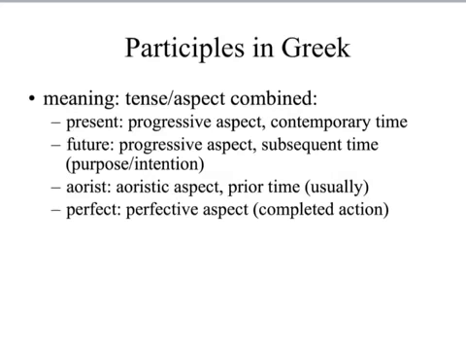Frequently, a participle is really only indicating aspect, so present, progressive aspect. Future, as I said, these participles are very frequently used to denote purpose or intention, and they tend to have the progressive aspect. The aorist participles will have aoristic aspect, and they are often indicating time prior to the time of the main verb, but not always. Perfect participles have perfective aspect, so they emphasize completed action.